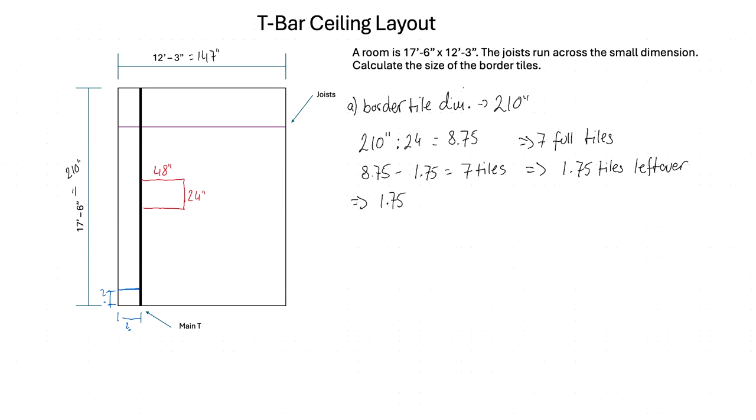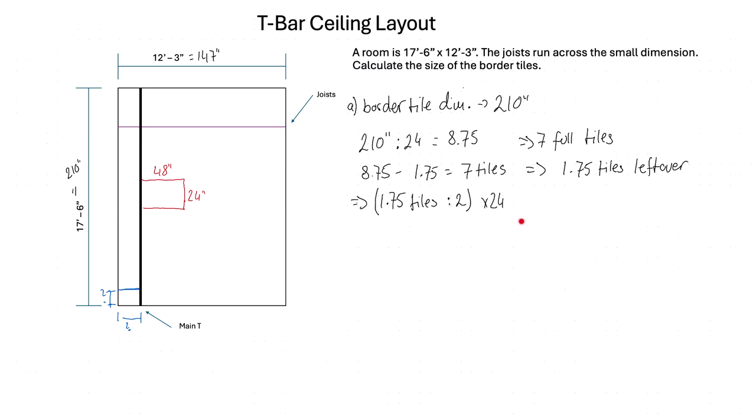1.75 tiles divided by 2, because we have a border tile on each side. And we want to multiply again by 24 here, because the full tile is 24 inches wide. If we only divided 1.75 tiles by 2, we would come out with 0.875 of a tile. Well, we still need to multiply it by 24 to find out how many inches that actually is.